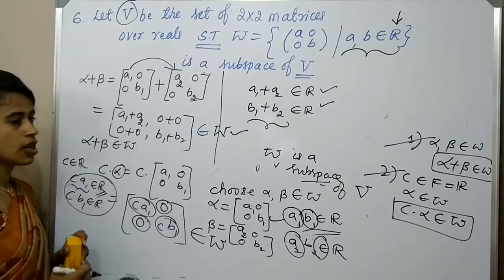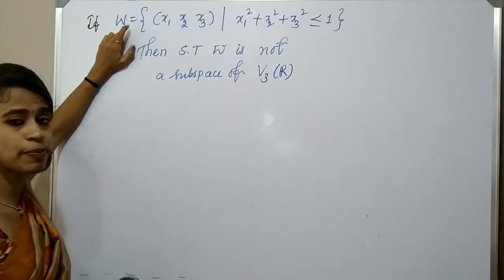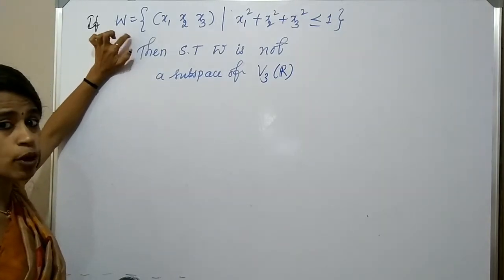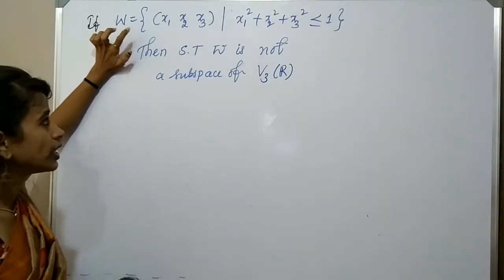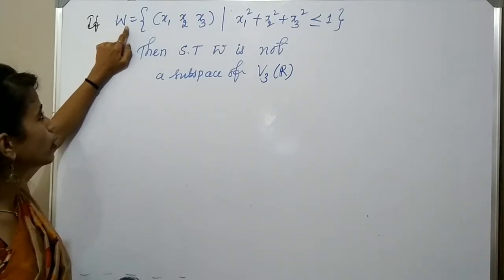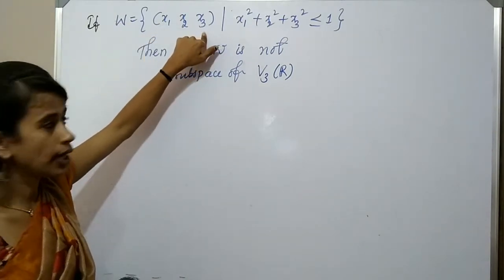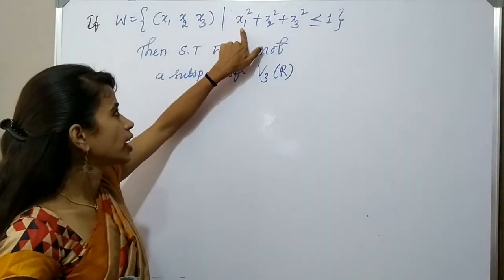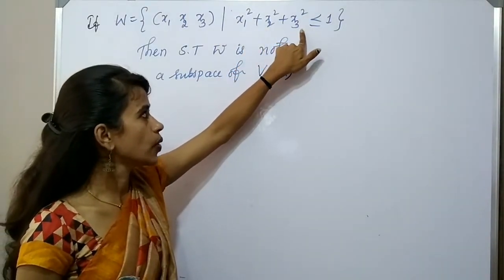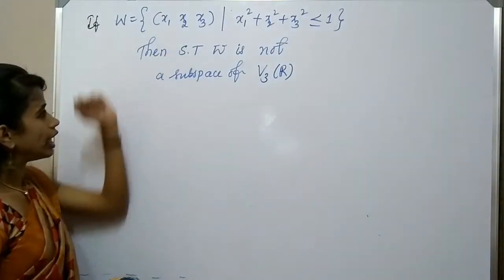Here, this is somewhat different. In the previous problem, we discussed how to show that a set is a subspace, but this problem is to show that it is not a subspace. So what is the question? If W is equal to the set of all triplets x1, x2, x3 such that the first coordinate squared plus the second coordinate squared plus the third coordinate squared is less than or equal to 1. So that is the set of all elements.